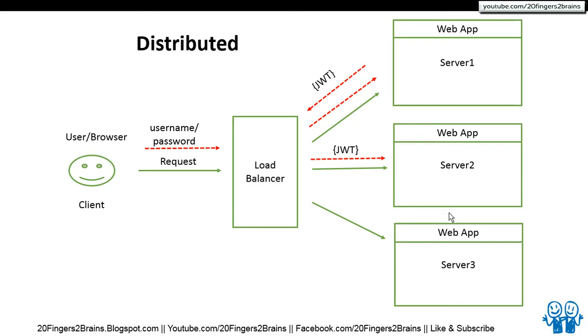So this is how JWT helps us to improve the condition of scaling, and also helps us to remove the overhead from the server side to the JWT token. Now that becomes the responsibility of the user to send it on each request.